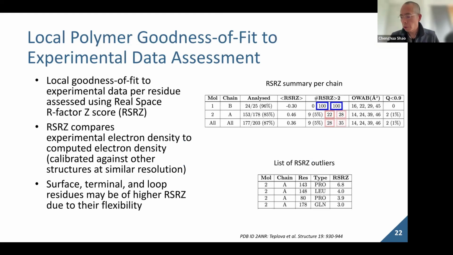In addition to the overall goodness of fit assessment, the RSRZ, that is real space R factor Z score, measures each residue's fitting into the experimental electron density locally and compares the fitting to the same type of residue in other structures at similar resolution. RSRZ greater than 2 means that the fitting between the local residues and the electron density map is not as good as in other structures and is marked as an outlier. The report also lists the RSRZ outliers in a table. It's important to point out that surface terminal loop residues may have higher RSRZ because they are more flexible.